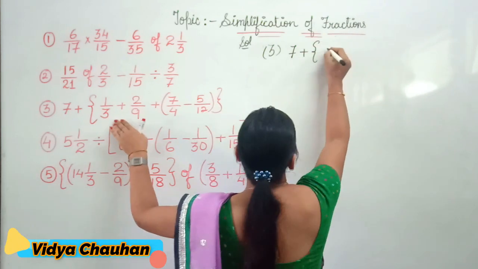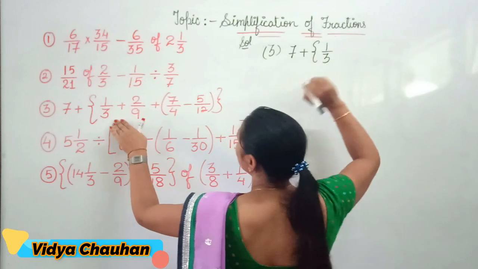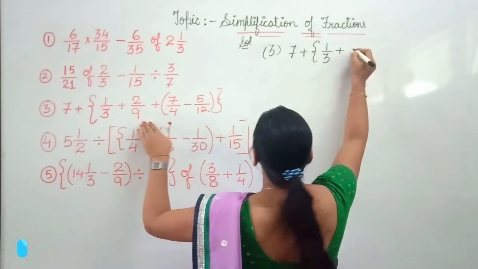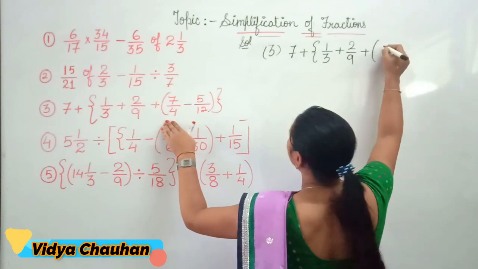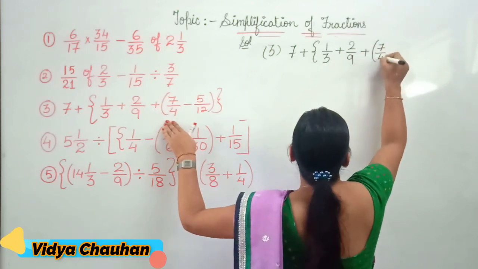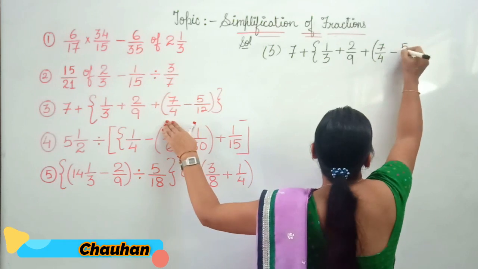And the third problem is 7 plus curly bracket 1 upon 3 plus 2 upon 9 plus small bracket 7 upon 4 minus 5 upon 12. As you can see, we have brackets in this problem.